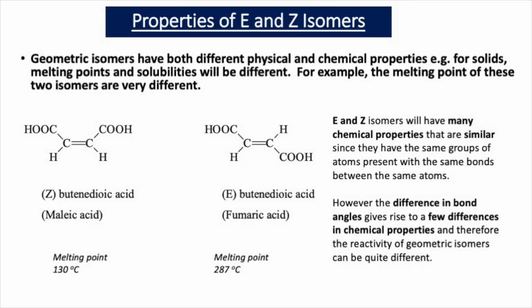Now, we also discussed in our previous video that because E and Z isomers will contain the same functional groups, they will have similar chemical reactions, chemical properties. However, there are differences in the reactivity of these geometric isomers due to the fact that their bond angles are different.